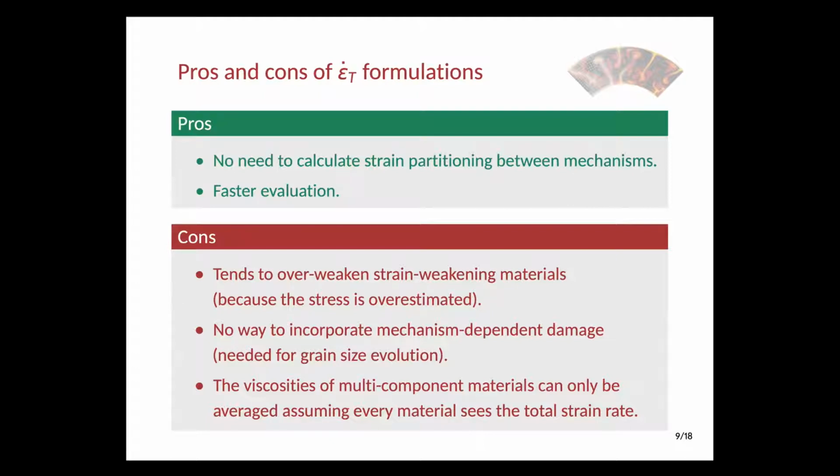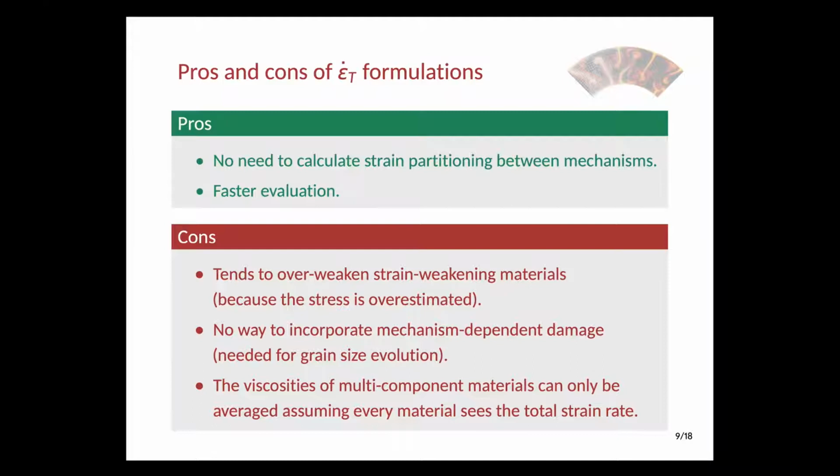So the pros and cons of these two different formulations, the one that's used by viscoplastic and the one that's used by diffusion dislocation: the pro of the viscoplastic formulation is that there's no need to calculate the strain partitioning between different mechanisms. You have the total strain rate for all of your different viscous deformation flow laws, and therefore there's no partitioning that you need to do. And the reason that that is good is that it allows you to evaluate the properties of the material model much faster. The cons are that this formulation tends to over-weaken strain weakening materials, because all of those materials are seeing a larger strain rate than they would actually experience in a real rock, and therefore the stress is overestimated, which tends to decrease the viscosity.